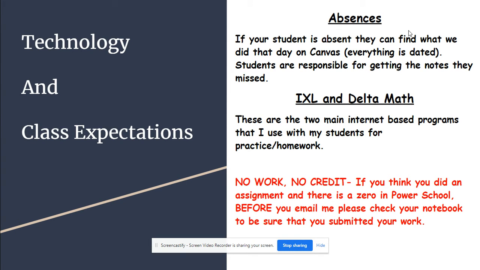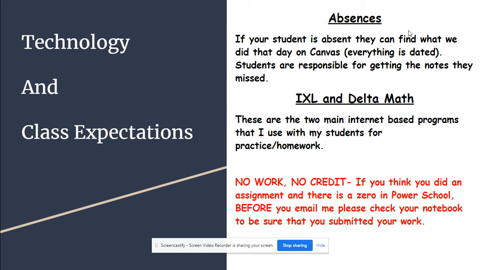So class expectations and technology: if your student is absent, I do put stuff in Canvas and I date it. So we aren't using Canvas as heavily as we did last year, but everything is in Canvas and everything is dated. So if they're absent on a certain date, they can just go into Canvas and see what we covered that day. And then they are responsible for getting the notes that they missed, either from a friend in the class, or if they need me to help them find somebody with good notes, I can help them do that. The two main internet programs that we use for practice and homework are IXL and Delta Math, so they will have homework on both of those at times.